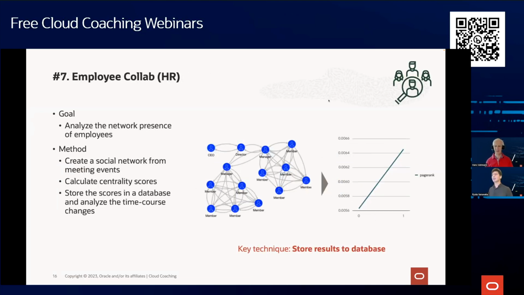Almost done. Final one is employee collaboration analysis in HR departments. The goal is to analyze the network presence of employees.